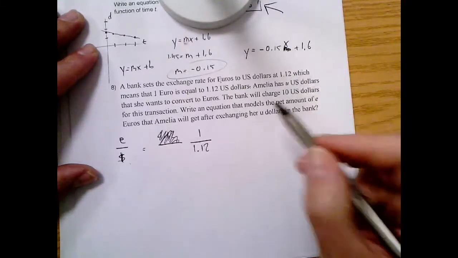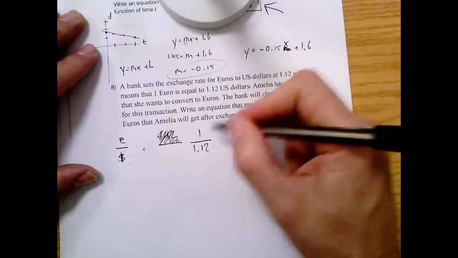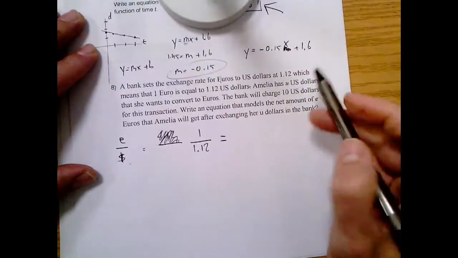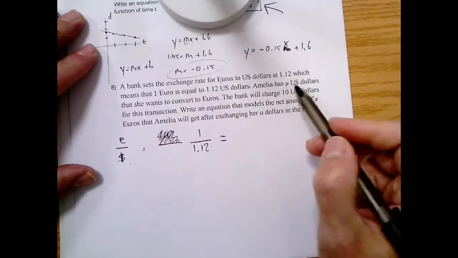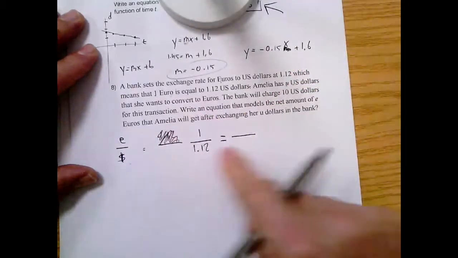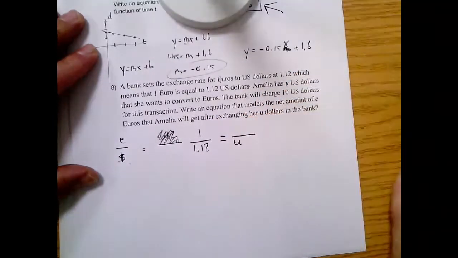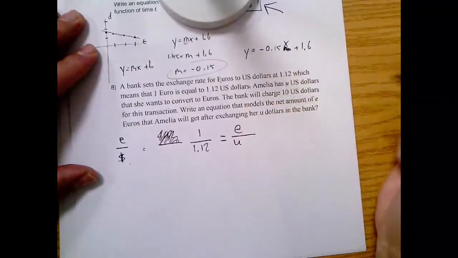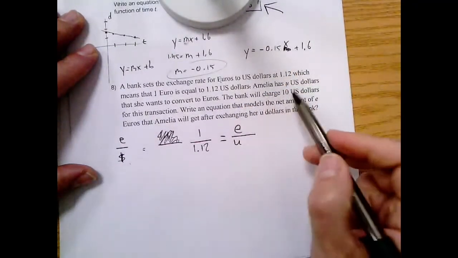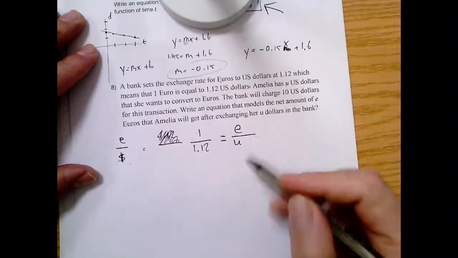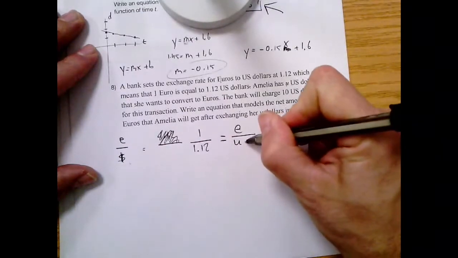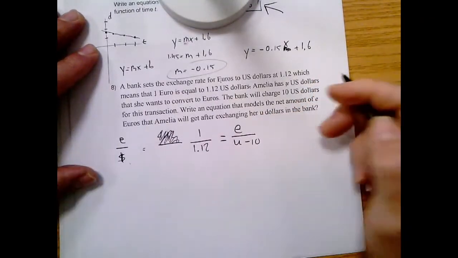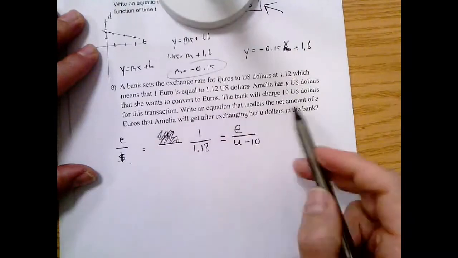Now let's do the other side of the equation. This is the rate the bank has, and the other side of the story is our friend Amelia. Amelia has US dollars, so over here for the dollars, we're going to say U, and she wants to convert to euros. So she wants E, we'll say E for euros. But the bank will charge her $10 for this transaction, so whatever money she has is actually going to go down by $10. They say, write me an equation that models this whole story.